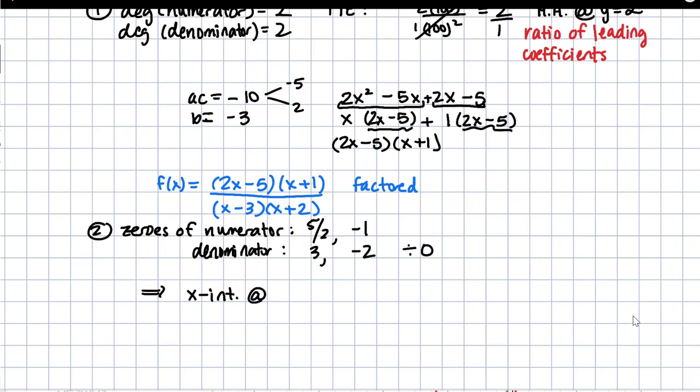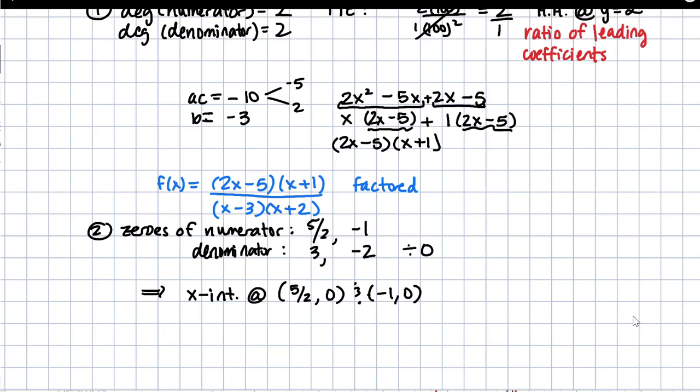So from the zeros of the numerator, this means that we have x-intercepts at (5 halves, 0) and (negative 1, 0). And think to yourself, are they going to be solid or open? They're going to be solid. They're actually points. The only time you would have an open circle is if you had a hole.